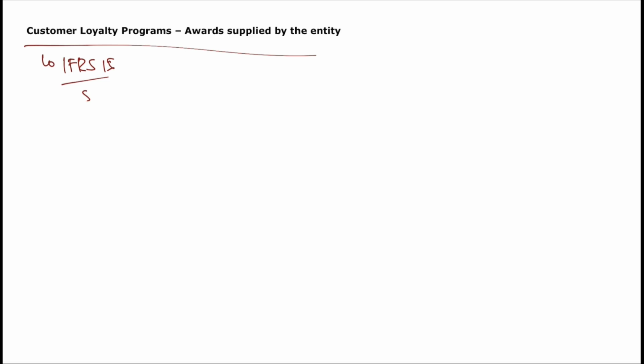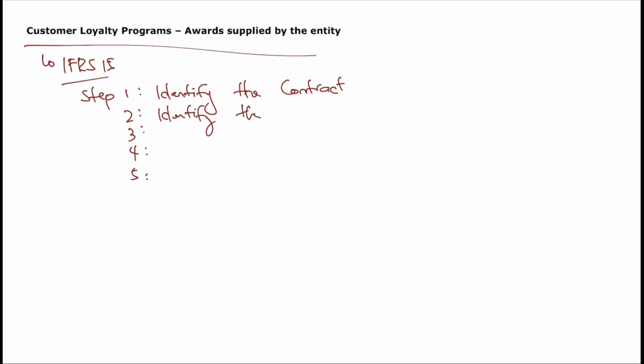Wherein sa IFRS number 15, once again, meron tayong 5 steps on how to recognize revenue, no? So ano yung 5 steps na yun? Step number 1 is to identify the contract. Ibig sabihin, you have to determine, right, if may contract ba. Madi-discuss pa yan in detail pagdating sa advanced accounting. Okay? Number 2 is to identify the separate performance obligation.